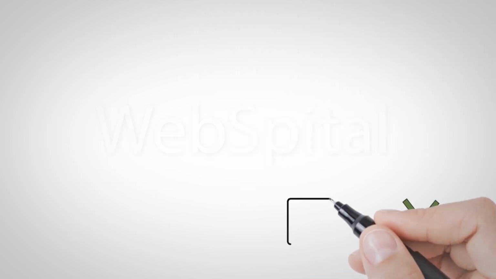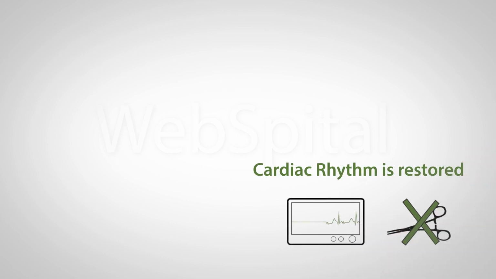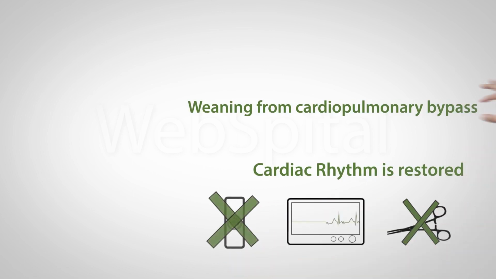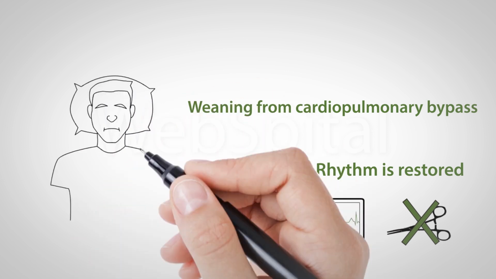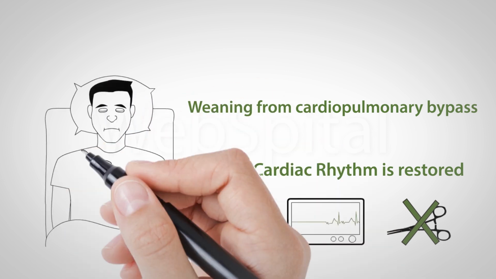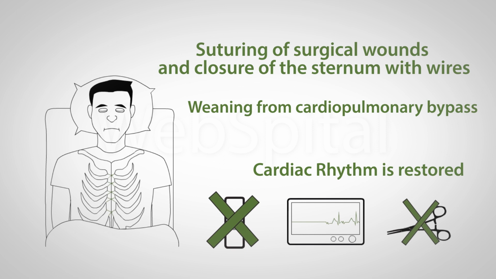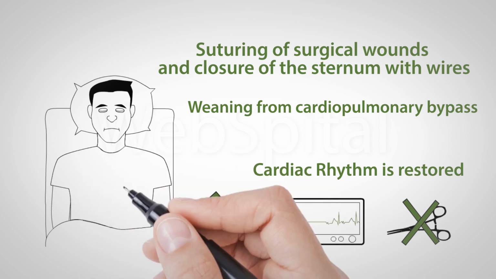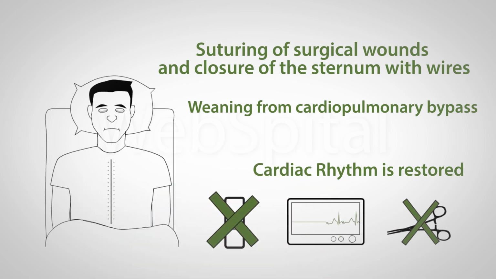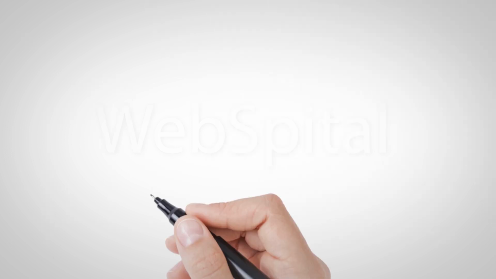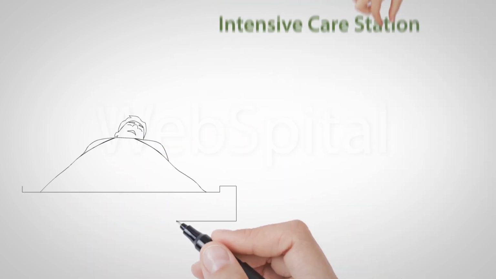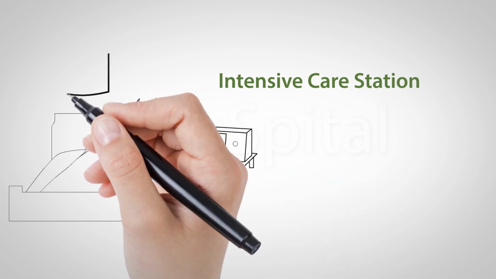The aortic cross clamp is opened, which perfuses the heart with warm blood, removing the effects of the cardioplegic solution. Cardiac activity is restored, allowing the termination of cardiopulmonary bypass. The sternum is then closed with sternal wires and the surgical wound with sutures. After surgery, the patient is transferred to the ICU.